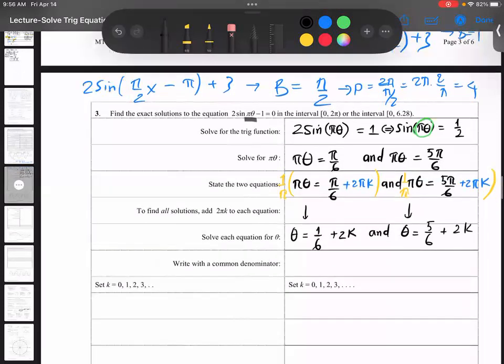Remember, your solution only is allowed to go from 0 to 2 pi, right? So what I'm going to do next is write the common denominator first. The common denominator will be 6, right? So I need to change this into what? 12k over 6, right? So theta equals 1 plus 12k over 6. Is that okay? I'm going to skip a step: 5 plus 12k over 6.